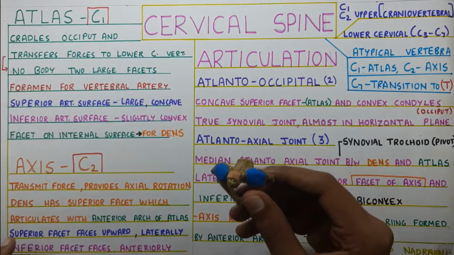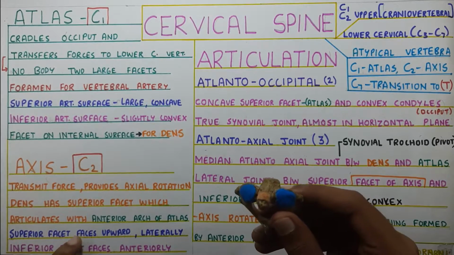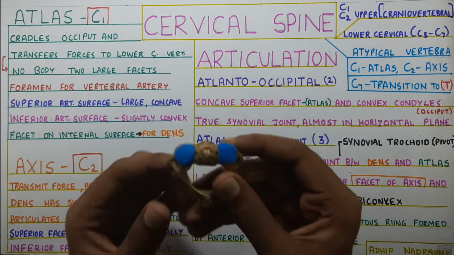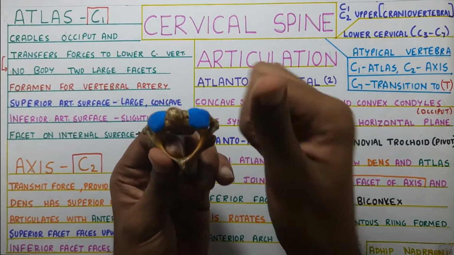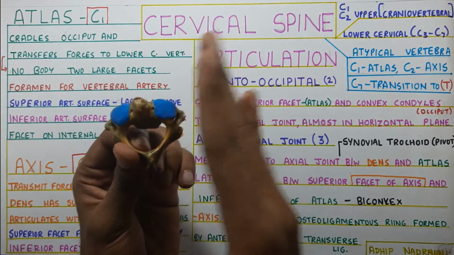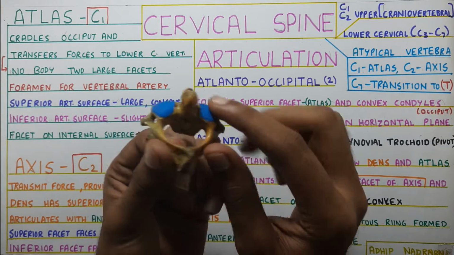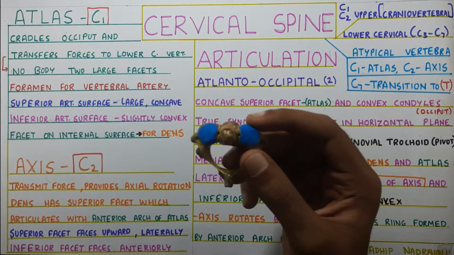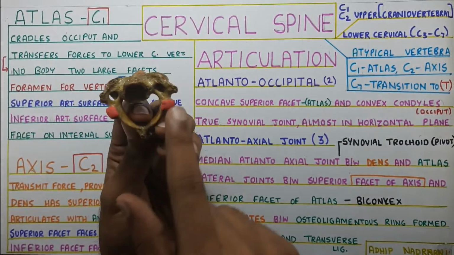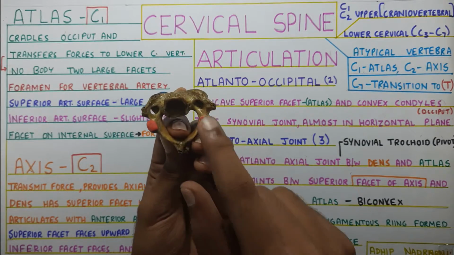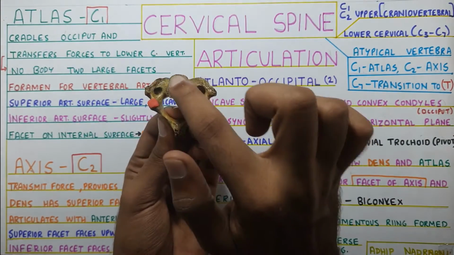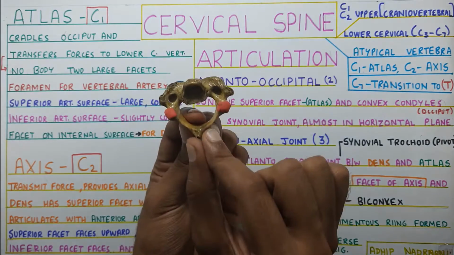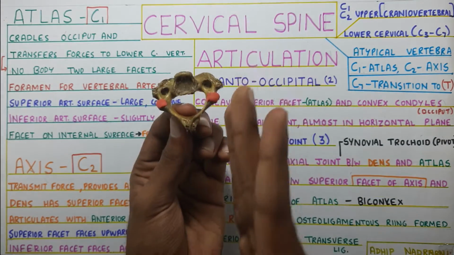Now apart from that, there is also the superior facet which faces upward and laterally. So these are the two superior facets which are facing upward and also slightly laterally. Okay, so these are the two superior surfaces, and then there is the inferior facet. I'll turn it around, and these two small inferior facets are present which kind of face anteriorly. If you can see, this is the body and this is the spinous process, right? So they are facing slightly on the anterior side.